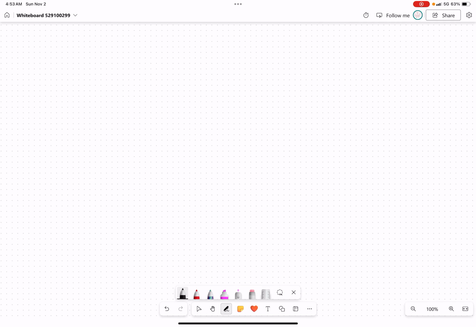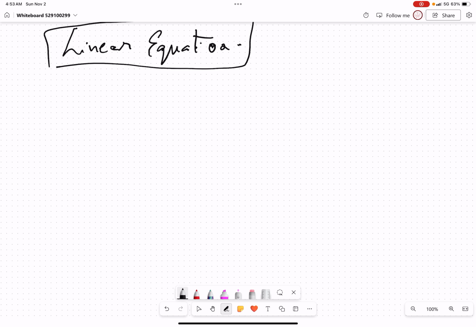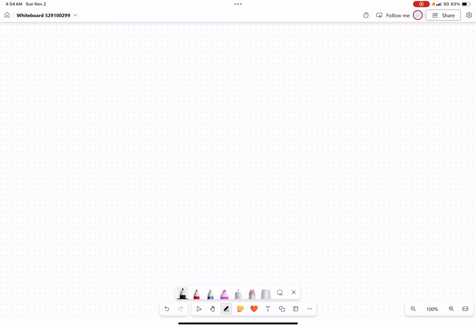And the chapter we will be doing is linear equation. Okay, we'll be doing linear equation. What I'll do is I will start solving the problem, explain the basics as we go, and I'll also see you guys in the class.